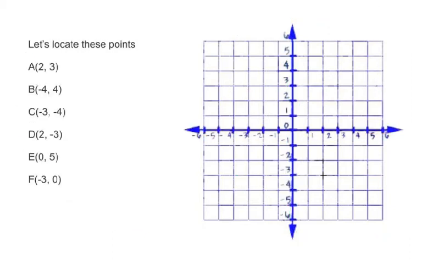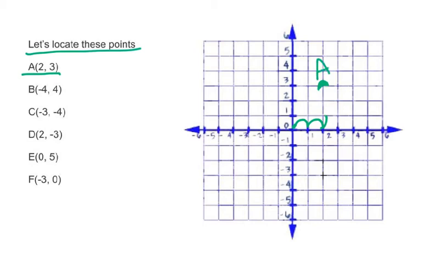So we are going to locate these points. Point A is going to be at (2, 3). 2 is the x coordinate, 3 is the y coordinate. Begin at the origin each time. So I'm going to begin here at the origin, and I'm going to go to the right 2 on this number line. And I'm going to go up 3, and right here at this point is the location of point A.